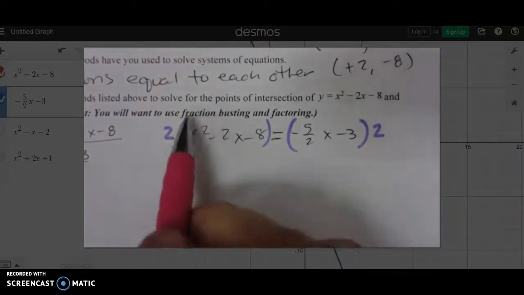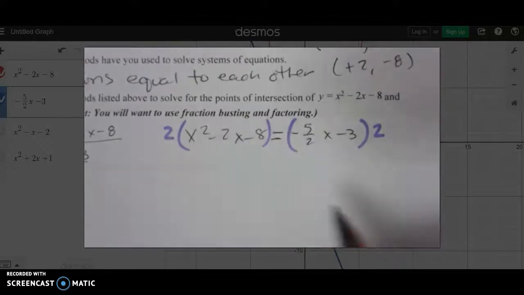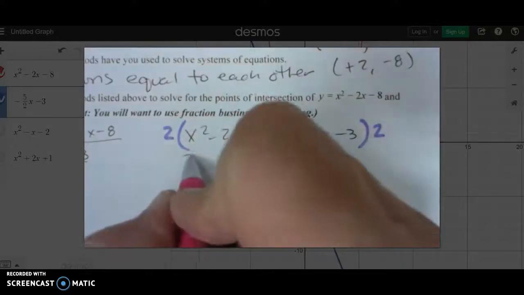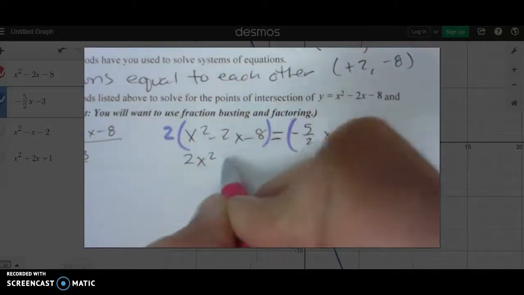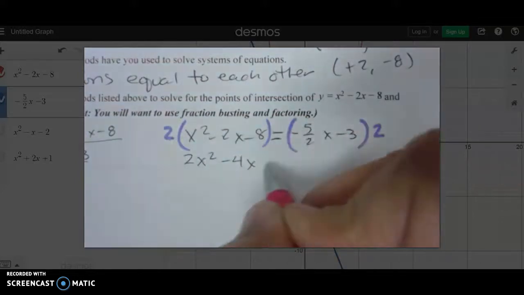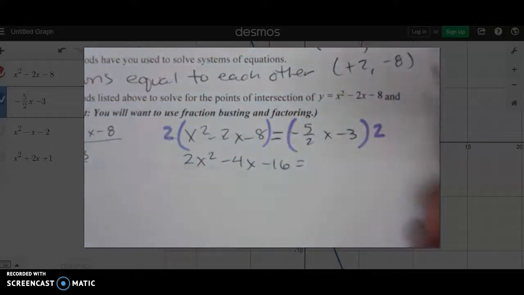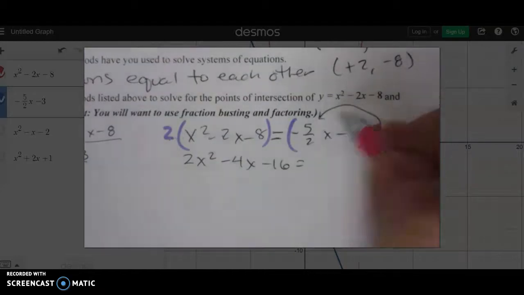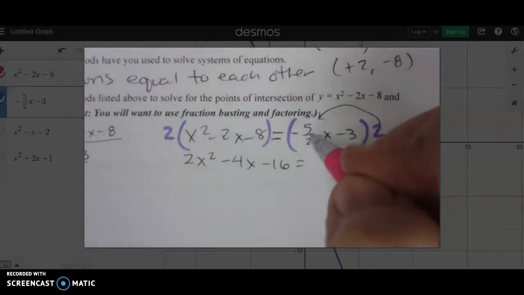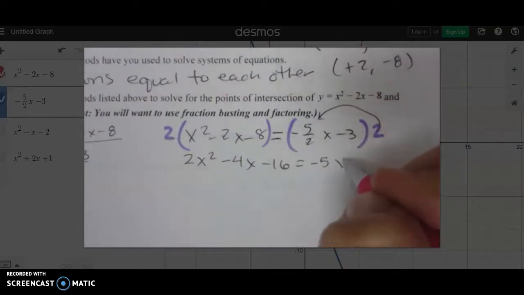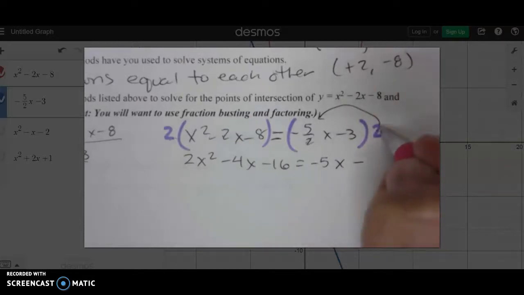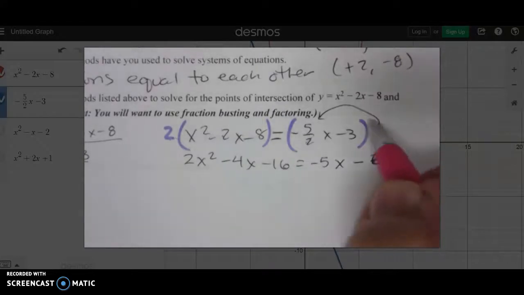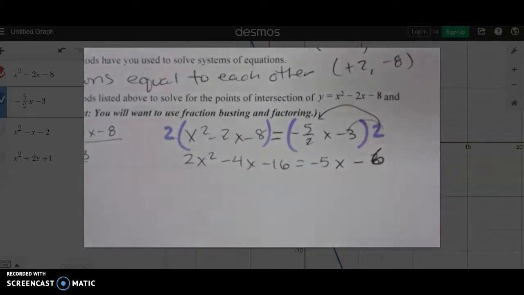By doing that, we're going to eliminate the fraction. It's called fraction busting. I'm going to distribute the 2 here. We get 2x squared. 2 times negative 2 is negative 4x. 2 times negative 8 is negative 16. Now, why it's so important to fraction bust is right here. This 2 is going to cancel out that 2, and we're going to end up with negative 5x minus 2 times 3, which is 6. Remember, we're distributing it to every term inside.